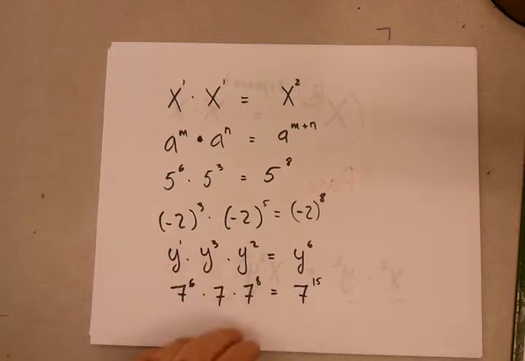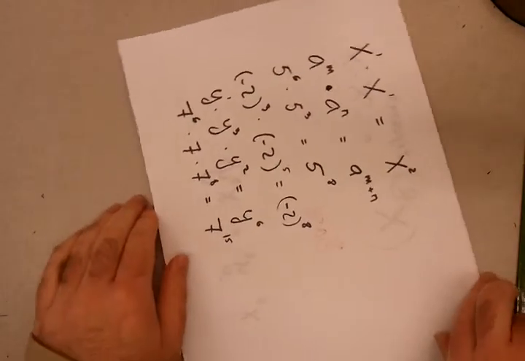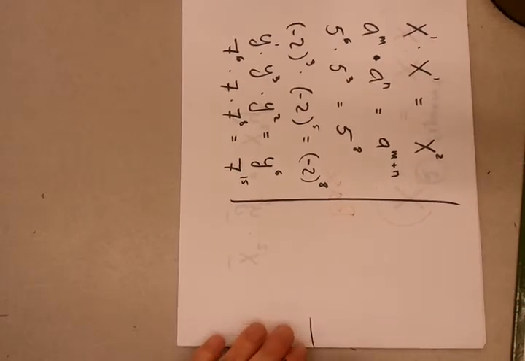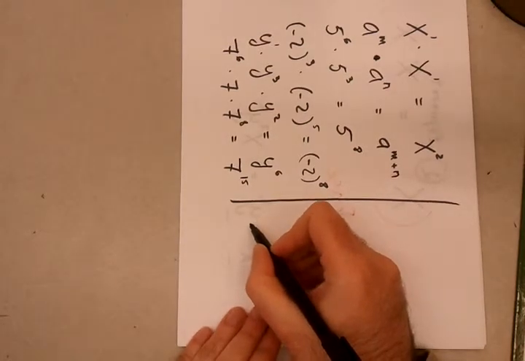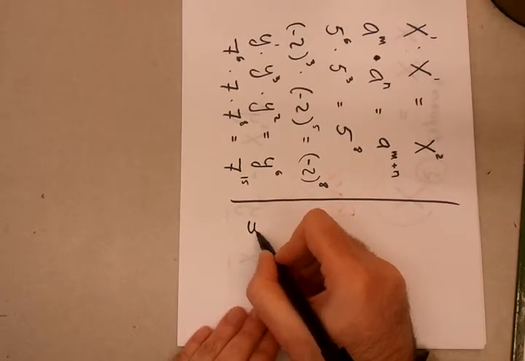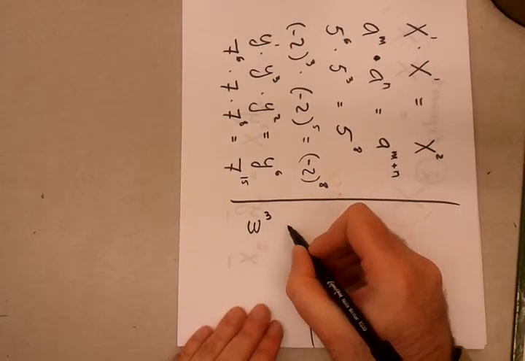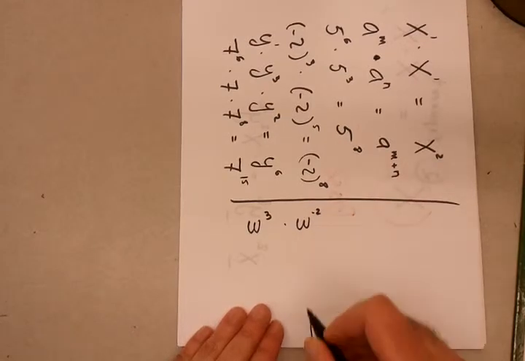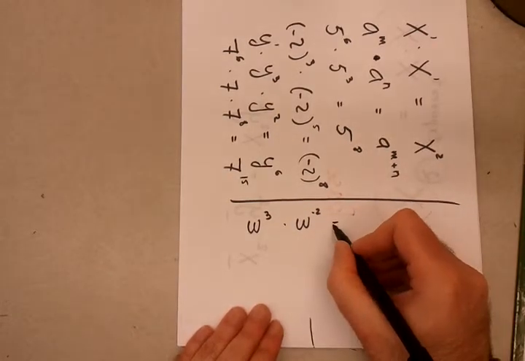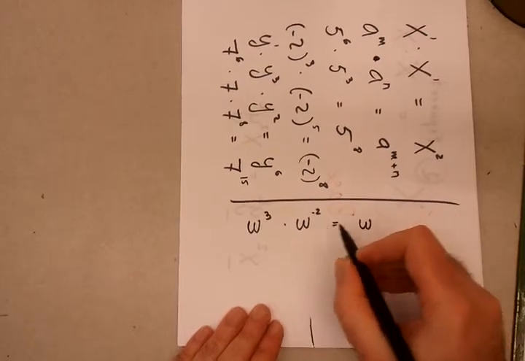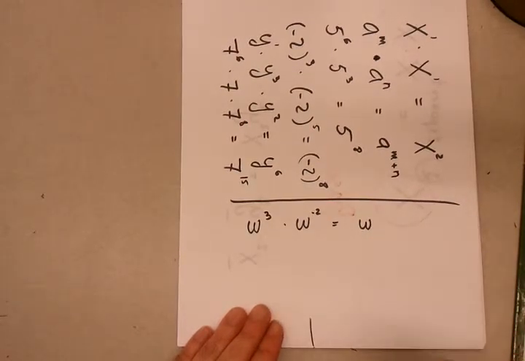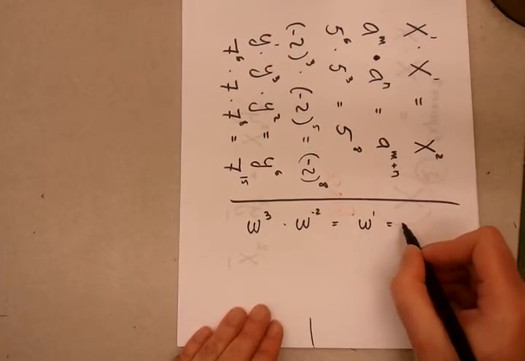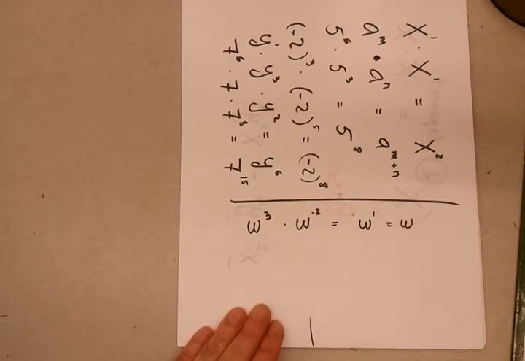Let's actually do one or two. We can write something like this. Let's say the base is w to the third power times w to the negative second power, because you can have negative exponents. Same base, so the base doesn't change. 3 plus a negative 2, it's the same as 3 minus 2, that's an exponent of 1, or you can just write down w because again the 1 is hidden.